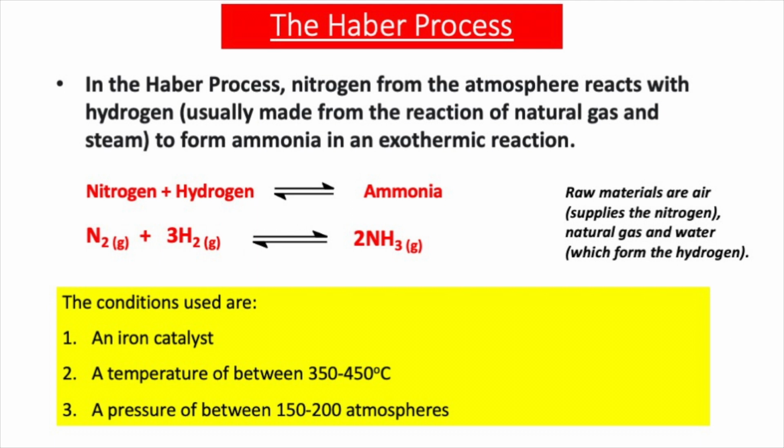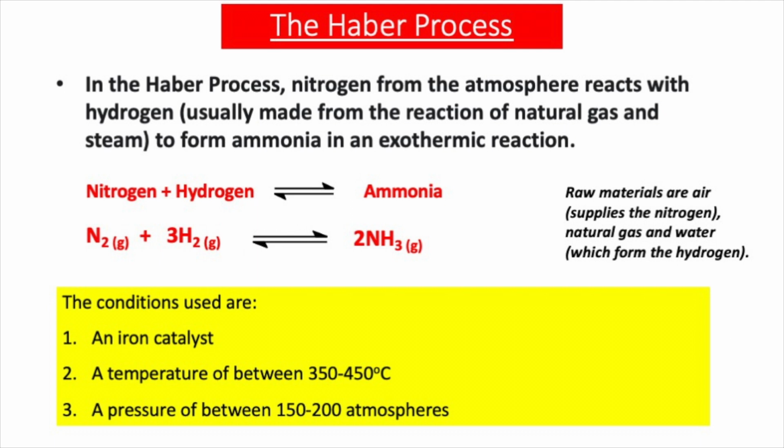Now the forward reaction, nitrogen plus hydrogen forming ammonia, is exothermic. It gives out heat. And the backwards reaction is endothermic. So ammonia breaking up into nitrogen and hydrogen takes in heat.